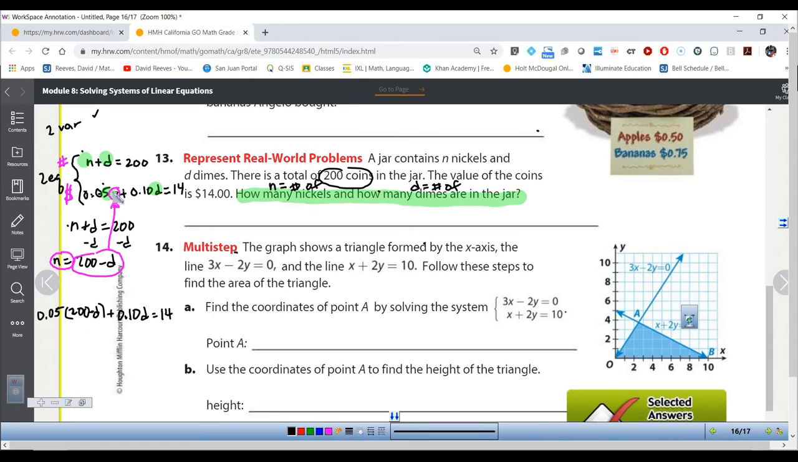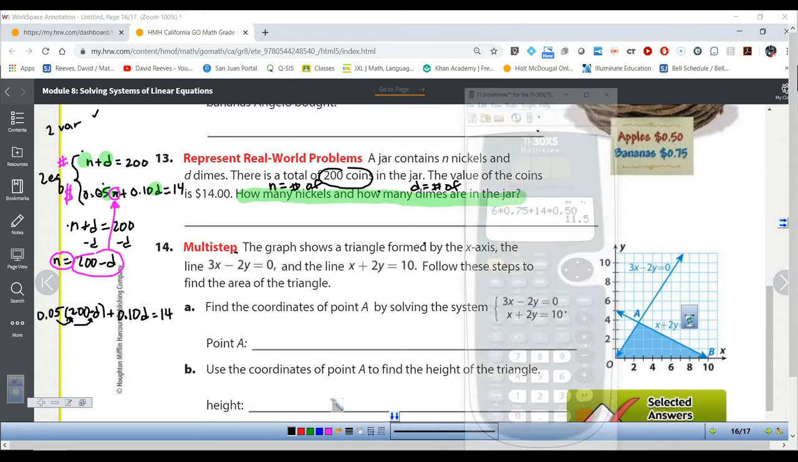And what do we now have? We went from two equations with two variables to one equation with one variable. And now I'm ready to go ahead and solve this. Okay, I'm going to simplify first, and I'm going to distribute.